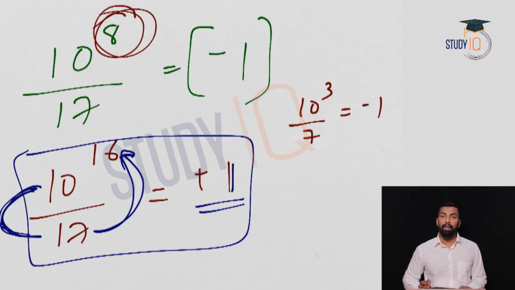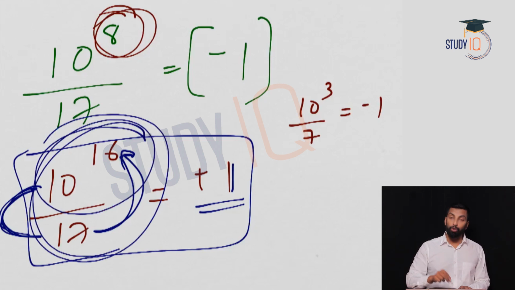So divided by 17 remainder, you can either use Fermat Theorem or you can use this method. If the number is given like that, you can group into group of 8. If the number is given like this, you can use Fermat Theorem. If a bigger number is given, let's take a question.